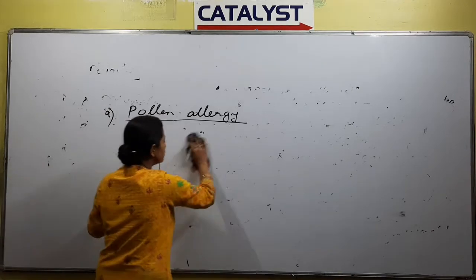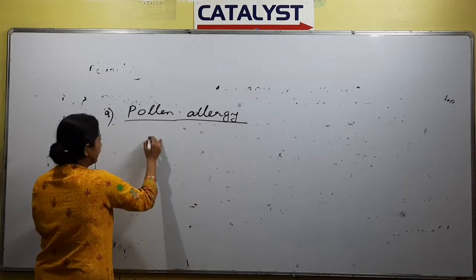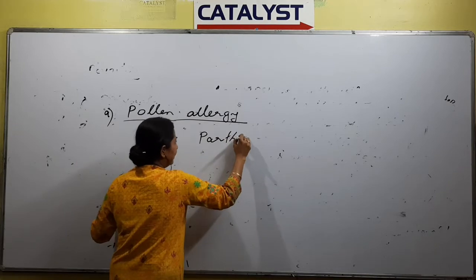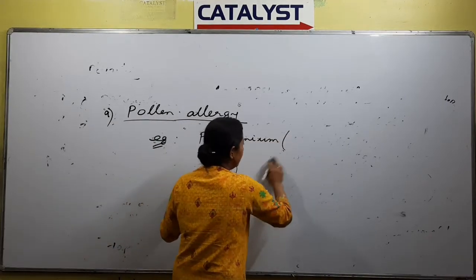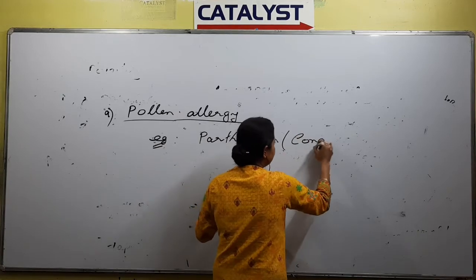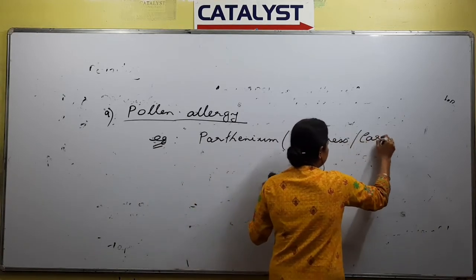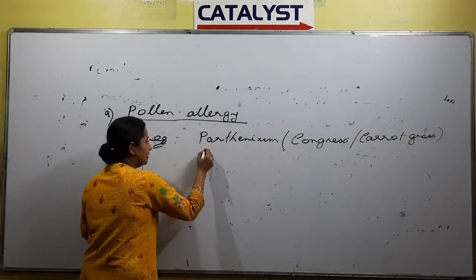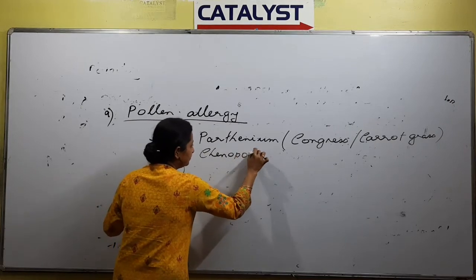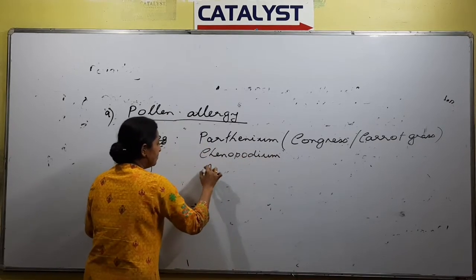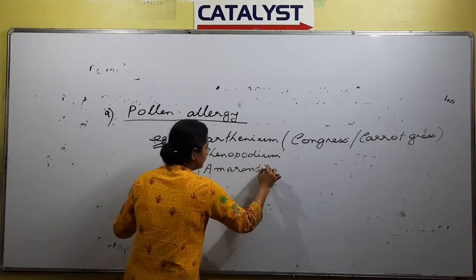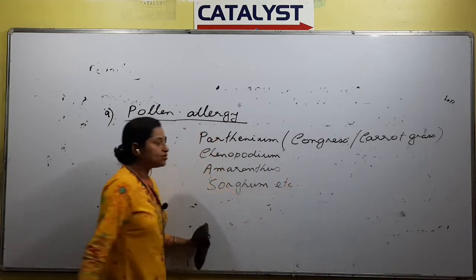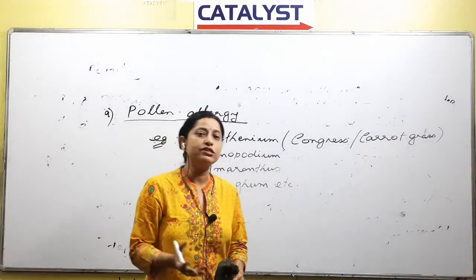For pollen allergy, there are some specific examples that are mostly responsible. First we talk about Parthenium. Parthenium is also called carrot grass or Congress grass. Right? Next example could be Chenopodium. Next, Amaranthus. Next, Sorghum, etc. So these plants, or the pollens that they have, are responsible for causing certain types of allergic reactions.